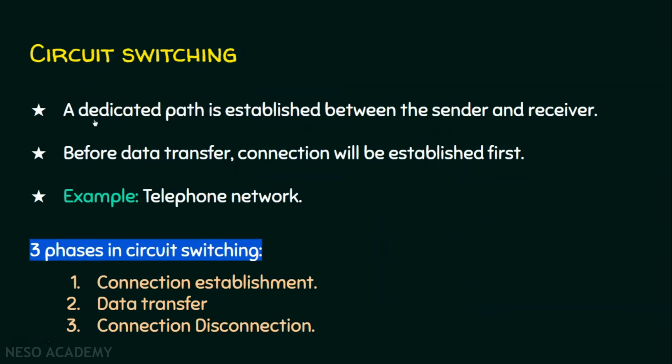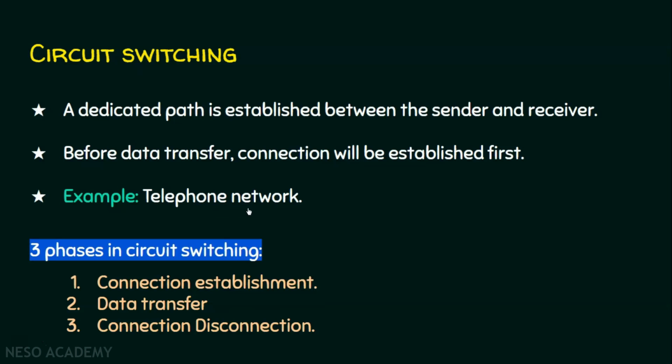In circuit switching, there is always a dedicated path established between the sender and the receiver. It means between the sender and the receiver, there will be a dedicated path. Before data transfer, the connection will be established first. It means before data is transferred, we have to establish the connection. Once the connection is made, only then does data transfer begin. For example, the telephone network is a well-known example of circuit switching. The sender first dials the number. Once the connection is established, they can talk to each other. So dialing the number and establishing the circuit happens in the first phase, and then the data transfer happens.